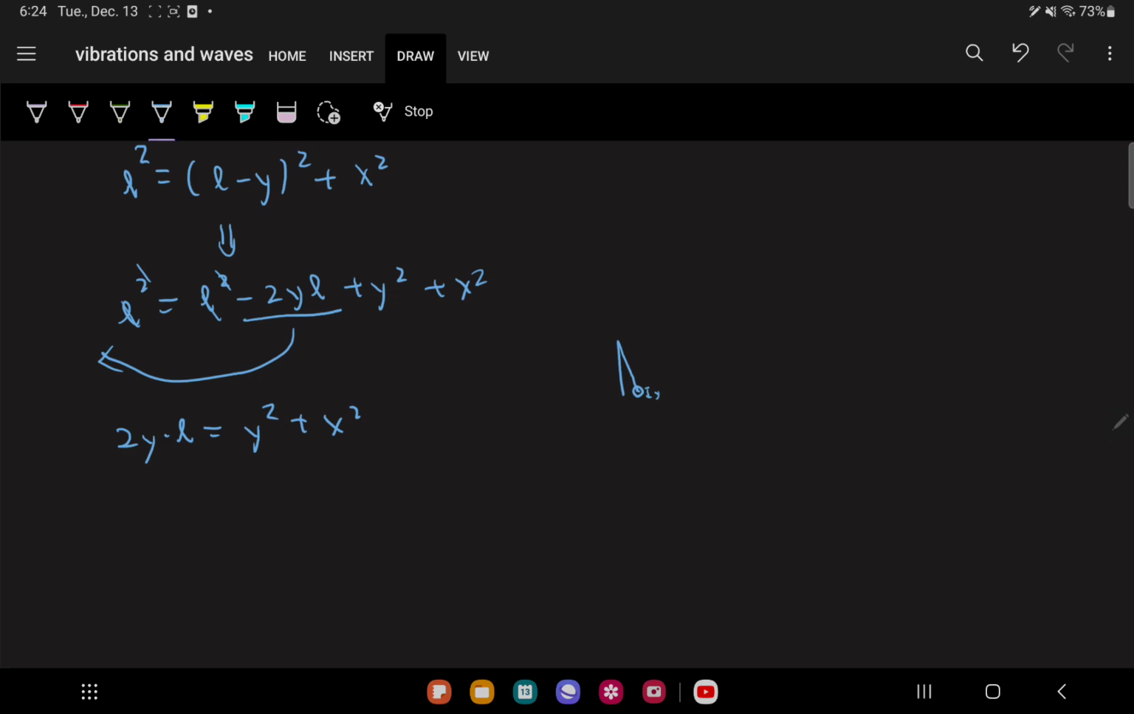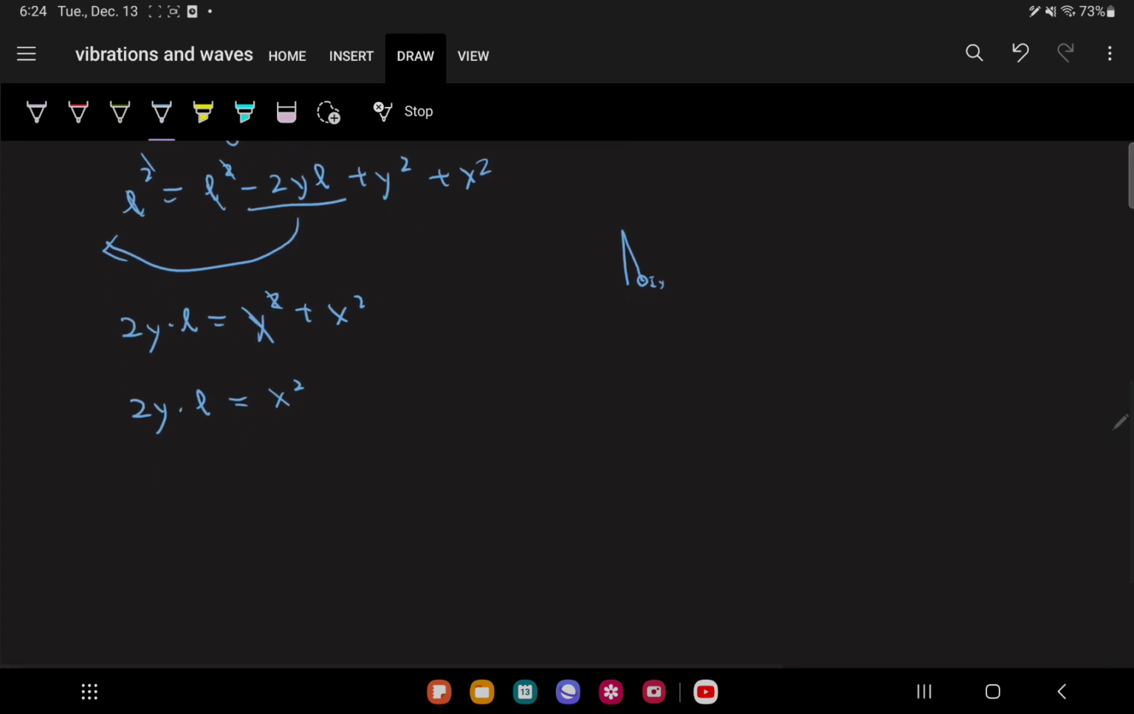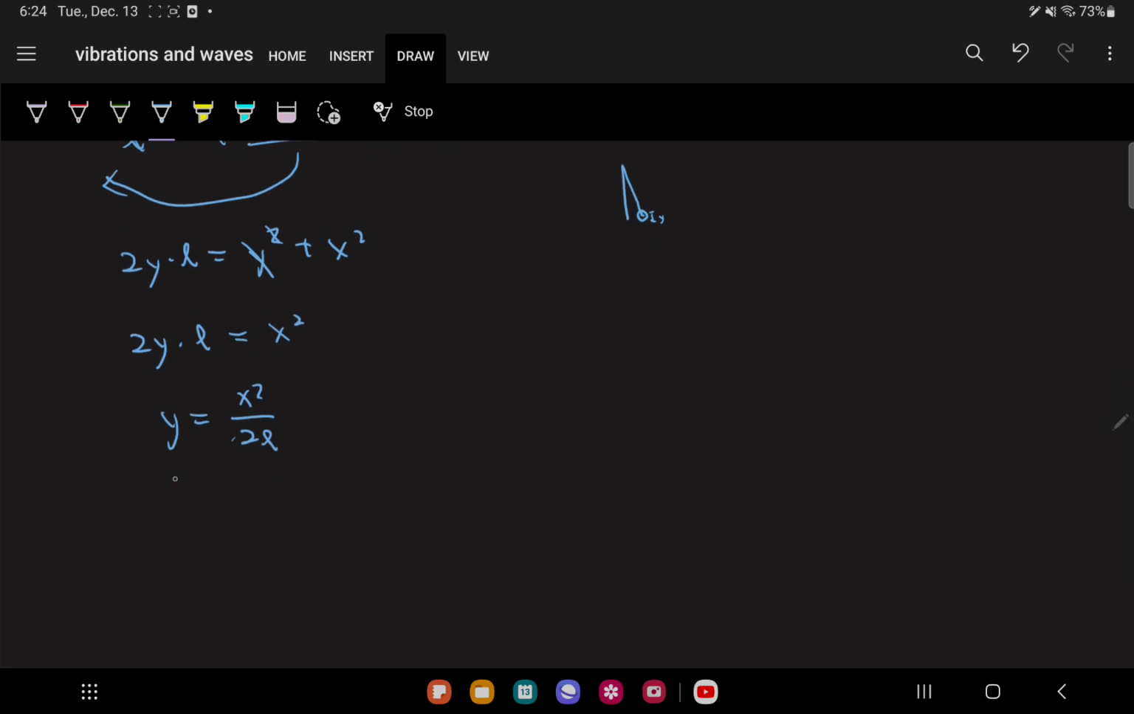I know this sounds sketchy, because it sounded really sketchy when I first learned it as well, but just keep along with me. So if we eliminate y squared because the value is too small, this becomes 2y times the length is equal to x squared, or y is equal to x squared divided by 2 times the length. Yep. So we have obtained the y.